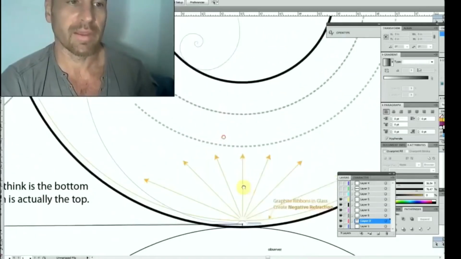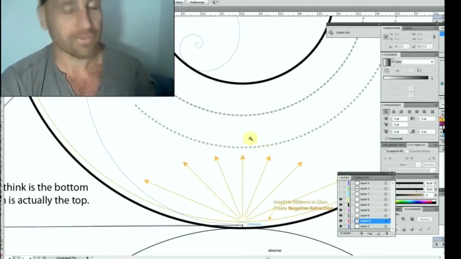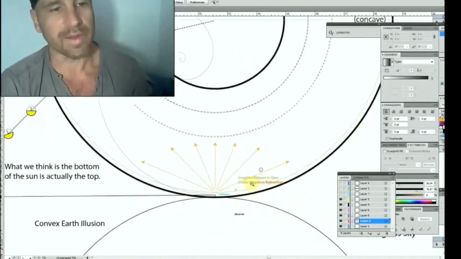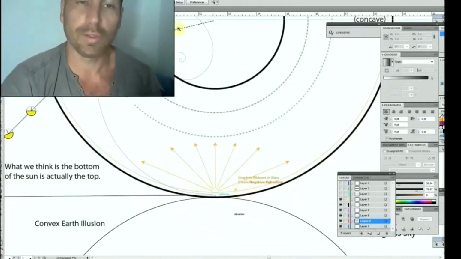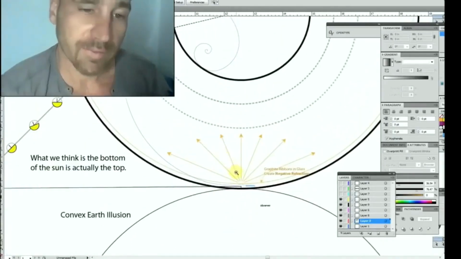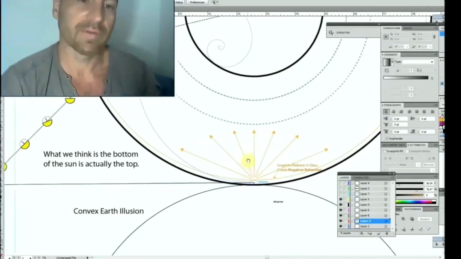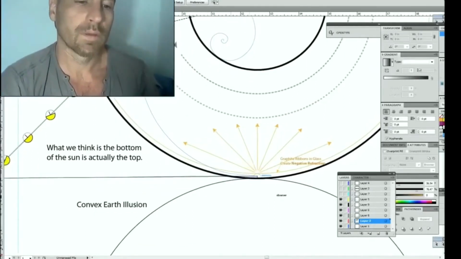If you're new to this, the phi ratio trajectory of vision is showing how light actually bends. It gives the illusion that you're living on a ball. And with this negative refraction of the glass sky, it inverts the heavens. Okay?